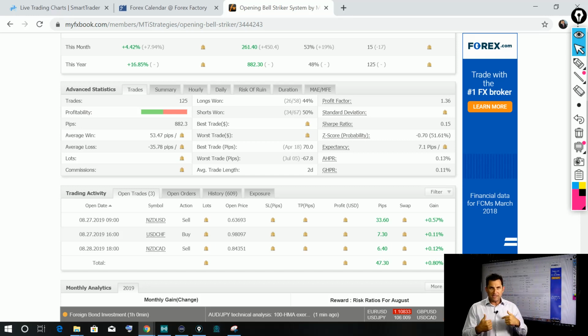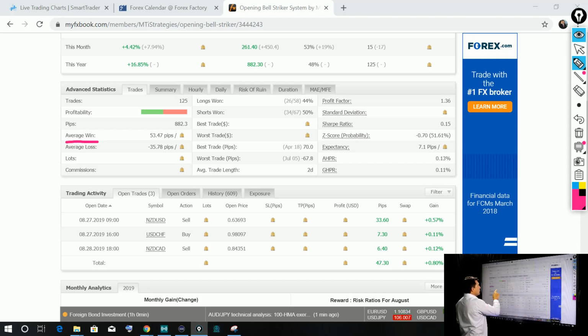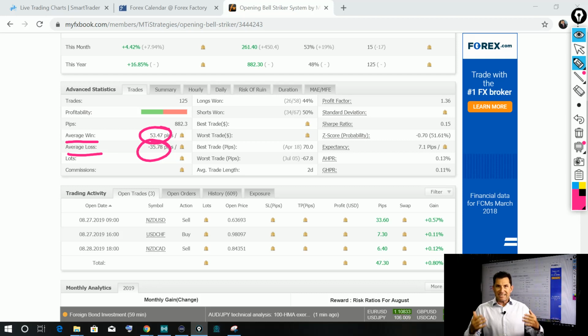And so that, to me, by looking at the data, tells me the next thing I want to look at is, let's put it this way, how much am I averaging on my wins in pips, and how much am I averaging on my losses? So check this out. This is the reason why the system's successful. Take a look at the average wins here on the left-hand side. We are making 53 pips, and we're averaging a 35 pip loss. So that means we're making more pips than we're losing. That's a good sign. That shows a great winning combination.